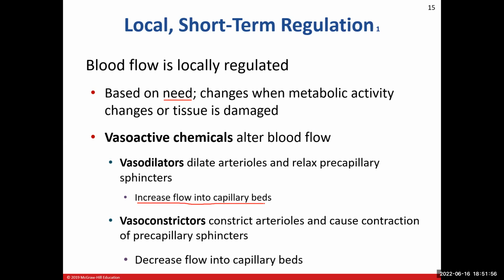Then of course our vasoconstrictors will cause constriction. And so the lumen of the arterioles will decrease. And so that will decrease the flow of blood into the capillary beds.